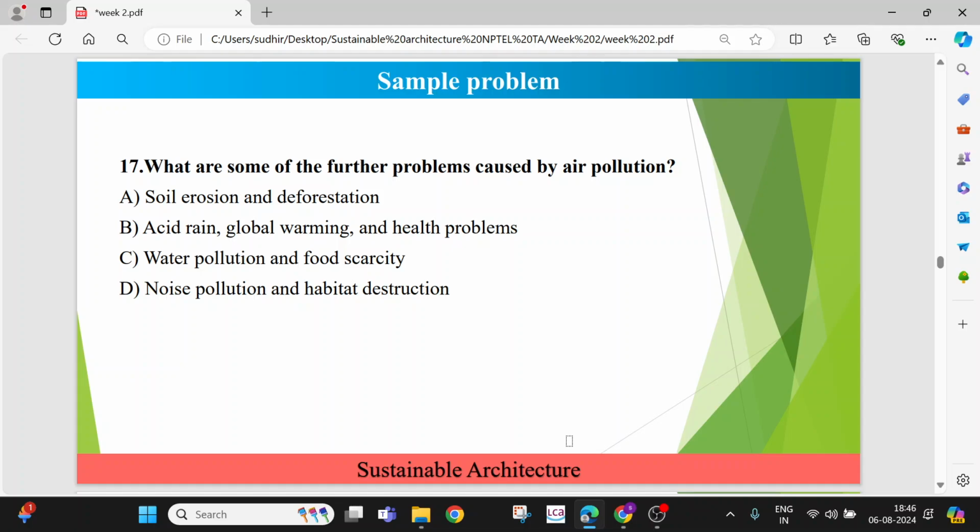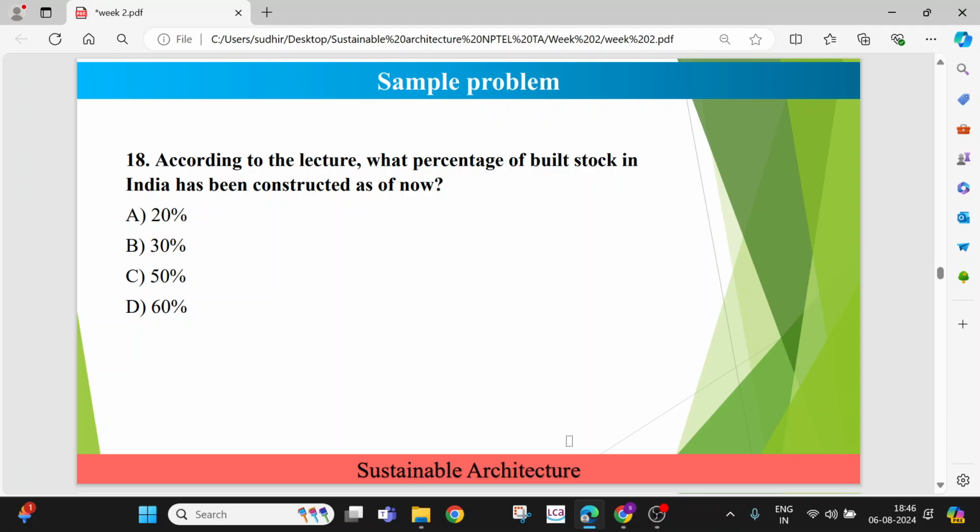Is it clear to all of you? Yes, sir. Okay, then this is question number 18. One pie chart was shown where the emissions from the buildings as well as the energy consumption of the buildings were mentioned. Apart from that, it also mentioned what percentage of built stock in India has been constructed as of now, whether 20%, 30%, 50% or 60%. How much percentage of the built stock has been constructed? Option D, 60%.